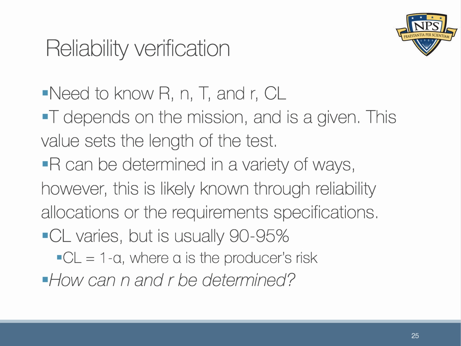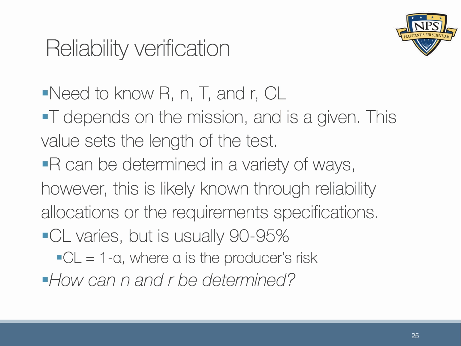R can be determined in a variety of ways, although it's usually known because it's part of a reliability allocation or it's part of the requirements. So again, in all cases I've ever seen, it's known as well. The confidence level, this is the one that's a little bit more fuzzy. It depends a little bit. The confidence level usually is 90 to 95%. I've used 90 a lot and I've used 95 a lot. It's pretty darn rare that it's outside of that.